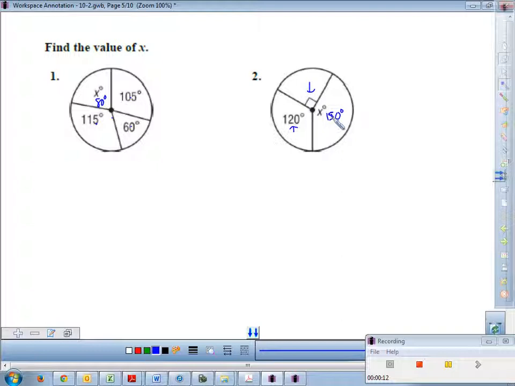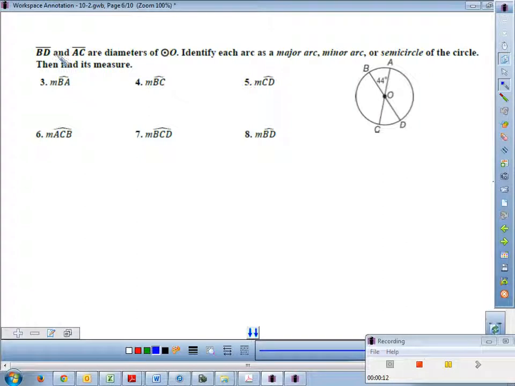That's really going to help us this chapter if we put information in the picture. They say that these two segments, boom, boom, are diameters of the circle O. First tell me if it's a major arc, a minor arc, or a semicircle, and then find the measure. So what I do first is I'm going to figure out everything that I can in this picture, then go back and answer these questions.